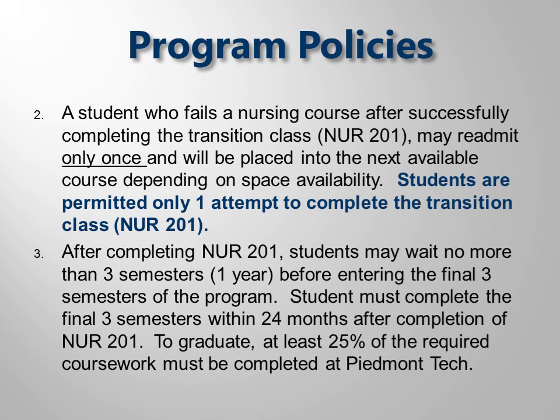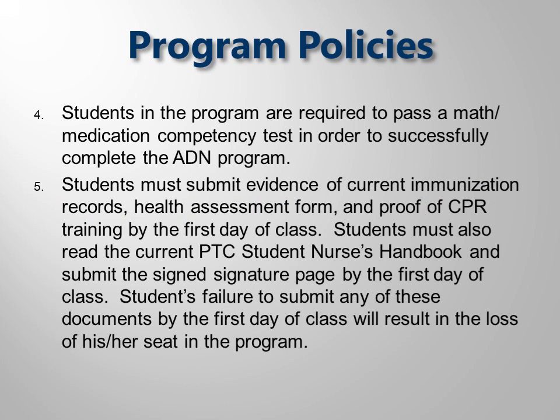And in order to graduate from Piedmont Tech, 25% of the required courses must be completed at PTC. If you take the transition class and the following 3 semesters at PTC, you will fulfill this 25% requirement. Moving on to the 4th program policy. Students in the program will be required to pass a math medication competency test to complete the ADN program.